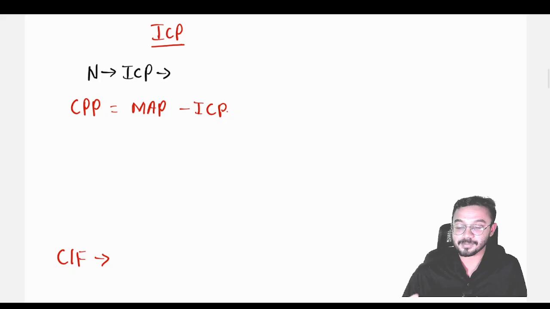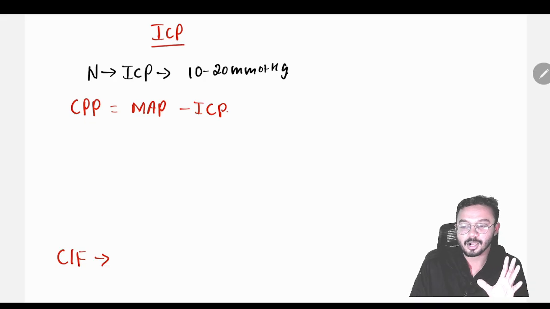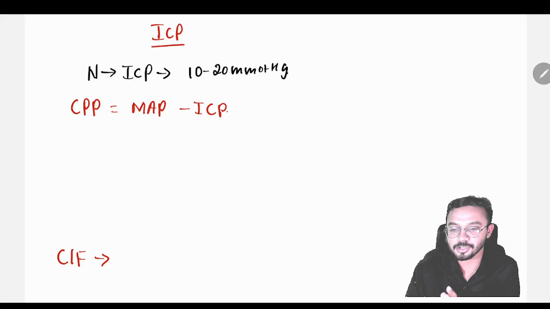ICP. ICP is nothing but intracranial pressure. Normally some pressure is present in the brain, that is known as intracranial pressure. In you and me, how much is present? That is 10 to 20 mmHg. Okay, now how is this intracranial pressure maintained? What do you mean by CPP? It is nothing but cerebral perfusion pressure. I repeat, CPP is nothing but cerebral perfusion pressure. CPP is the amount of blood that is going to the brain.